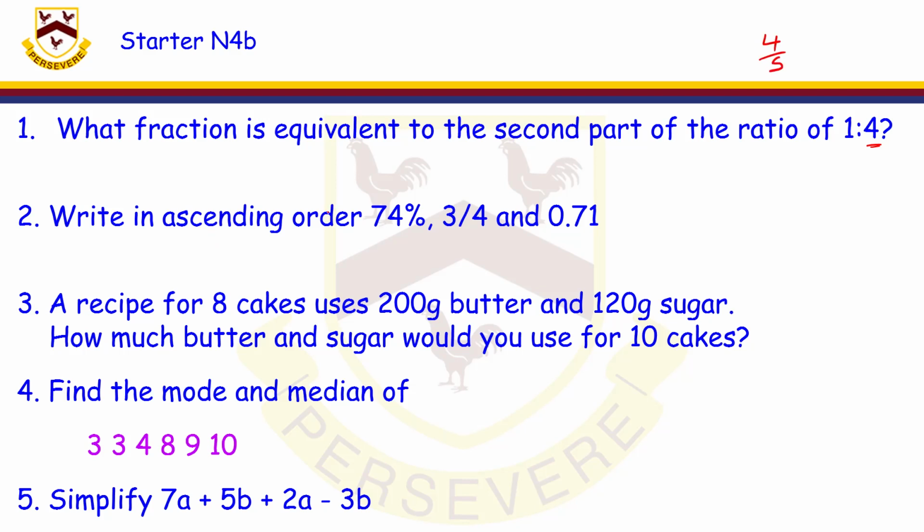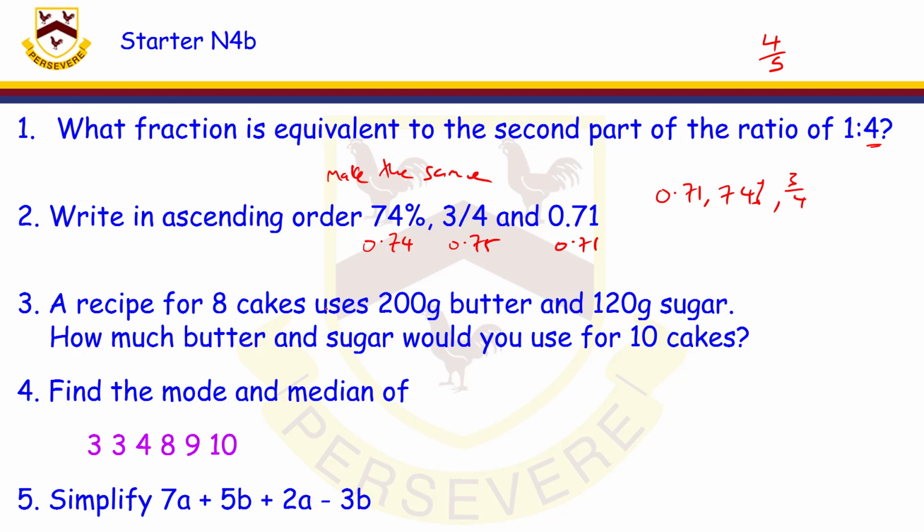Write in ascending order, so smallest to biggest. Got percentages, fractions and decimals. So if we make them the same, then we can solve it. Okay, we can't compare unless they're the same. 74%, I'm going to use decimals, is 0.74 as a decimal. 3/4 is 0.75, and we've got 0.71. So in ascending order, smallest first, we have 0.71, and then we have 74%, which is 0.74, and then we have 3/4.